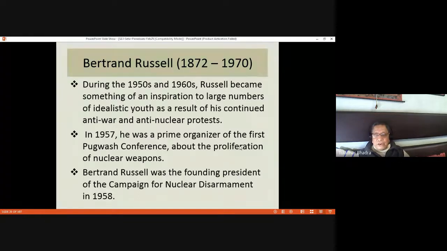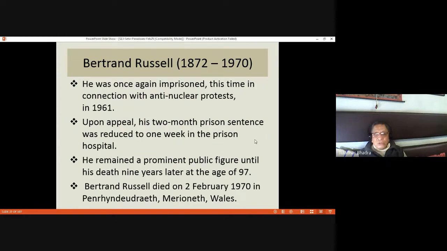During the 1950s and 1960s, Russell became something of an inspiration to a large number of idealistic youth as a result of his continued anti-war and anti-nuclear protest. In 1957, he was a prime organizer of the first Pugwash conference about the proliferation of nuclear weapons. Bertrand Russell was the founding president of the Campaign for Nuclear Disarmament in 1958. He was once again imprisoned, this time in connection with anti-nuclear protest in 1961. Upon appeal, his 2 months prison sentence was reduced to 1 week in the prison hospital. He remained a prominent public figure until his death 9 years later at the age of 97.